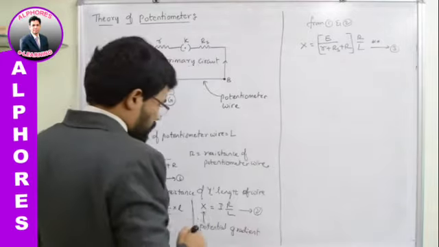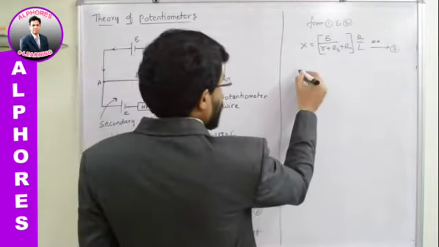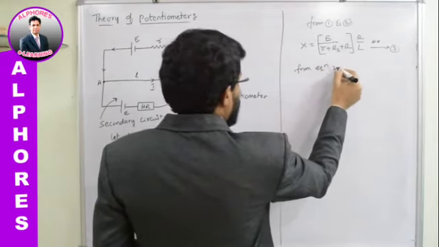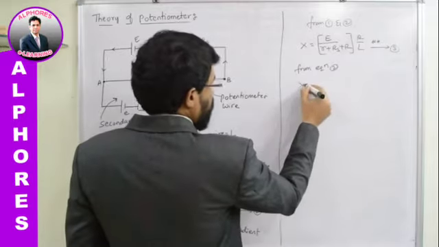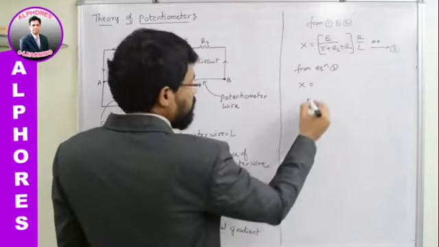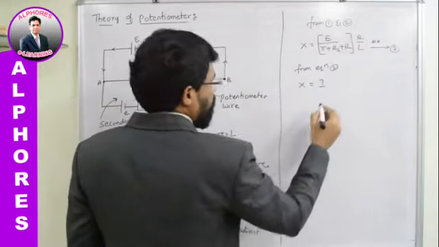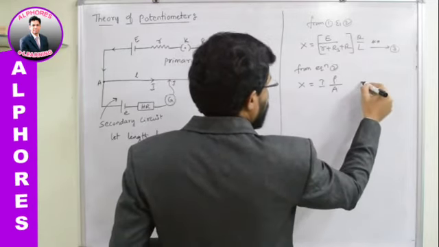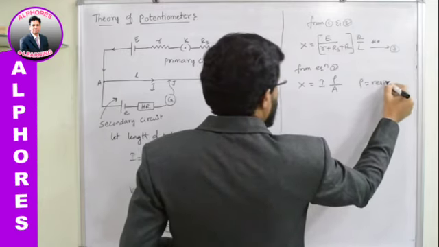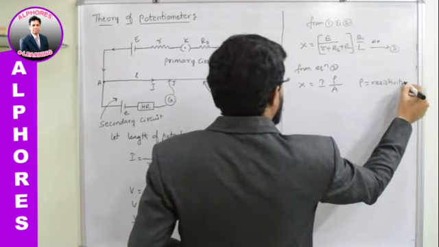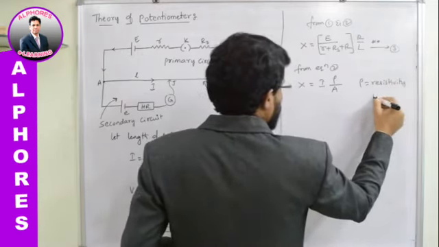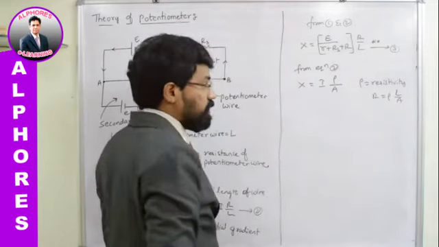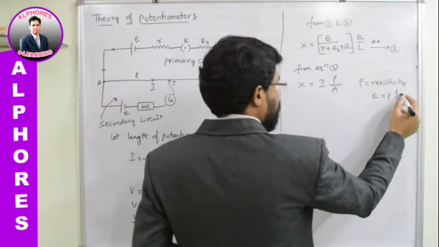Now let me pick up this equation number 2. From equation 2, this potential gradient x can also be written as I into rho by A, where rho is what? Resistivity. We have already discussed this. Usually, the resistance is written as rho into L by A, isn't it? Resistance is equal to resistivity multiplied with length divided by area.